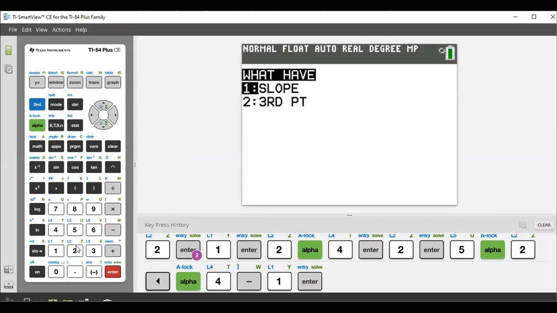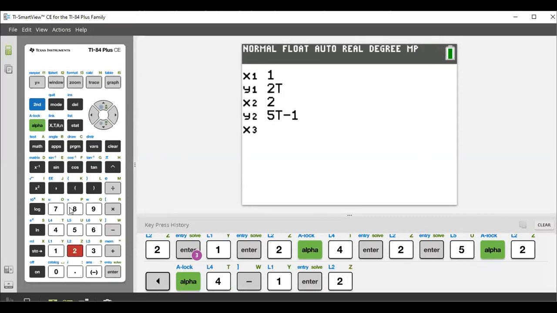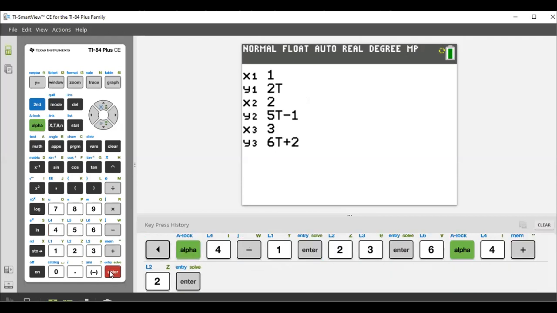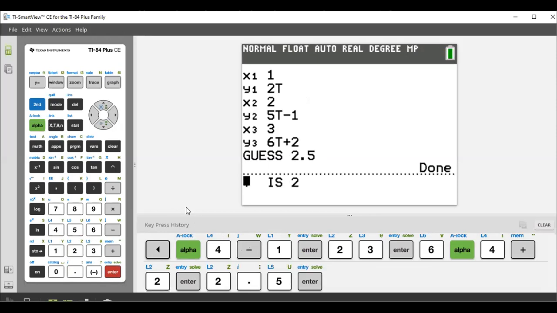And then again, we need the third point, and the third term was 6t plus 2. And what it's going to do is we have to take a guess again. I'm going to say 2.5, just come up with some answer. And then it tells me that the term is 2.